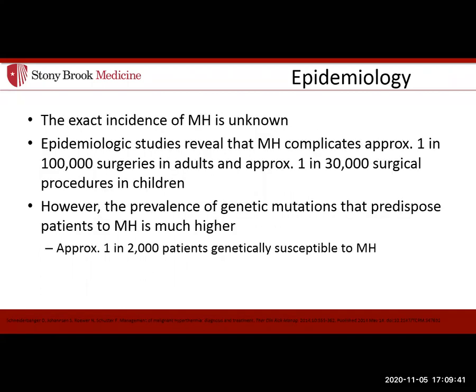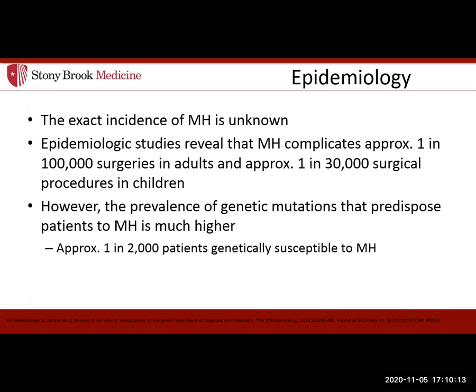Because of this, we have to look at a lot of different epidemiological studies to dive into the chances of patients being at risk for an MH crisis. There's a study that revealed that MH complicates approximately 1 in 100,000 surgeries in our adult population and approximately 1 in 30,000 surgeries in our children population. So even though this prevalence is very rare, the prevalence of the genetic mutation that predisposes our patients to malignant hyperthermia is actually much higher.